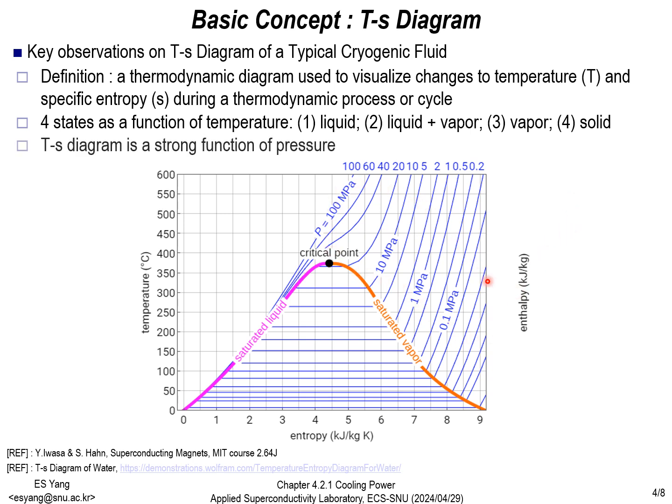Below is a graph illustrating the TS diagram of water. For example, if the pressure is 1 megapascal, water will follow the line indicated by the laser pointer in the table below, transitioning from a liquid state to a mixed liquid and gas state, and finally to a gas state.